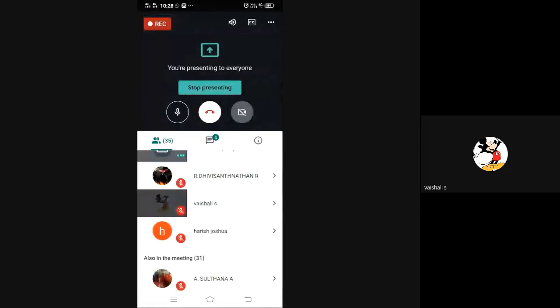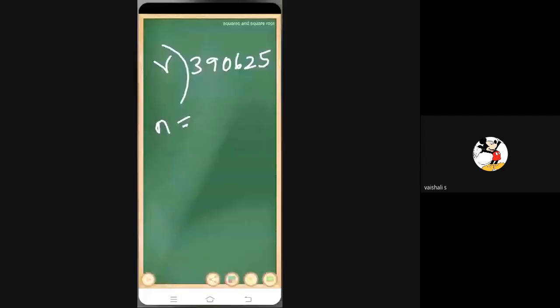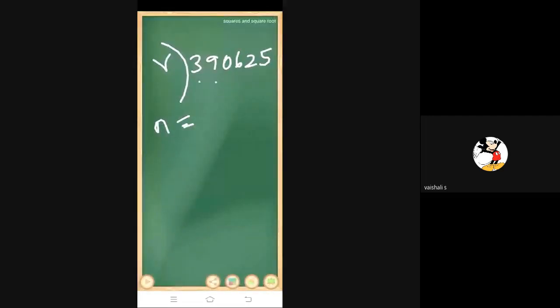So, who is giving the answer? Others can send the answer to me. Who is giving the answer now? Ma'am, 5. Okay, give. 1, 2, 3, 4, 5, 6. N value is 6. 6 by 2, 6 is even. So what is the answer? Ma'am, 3.